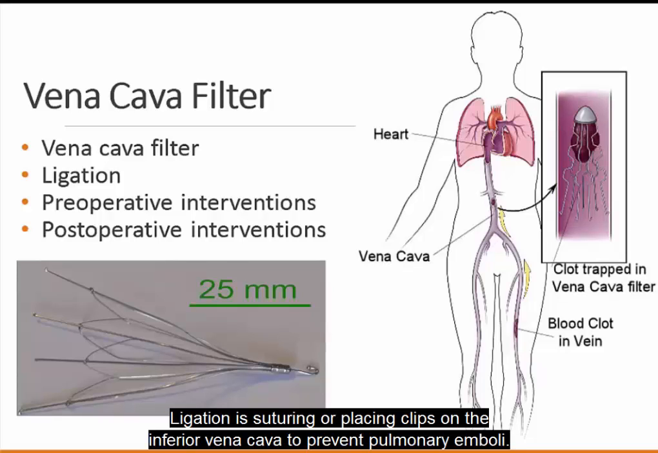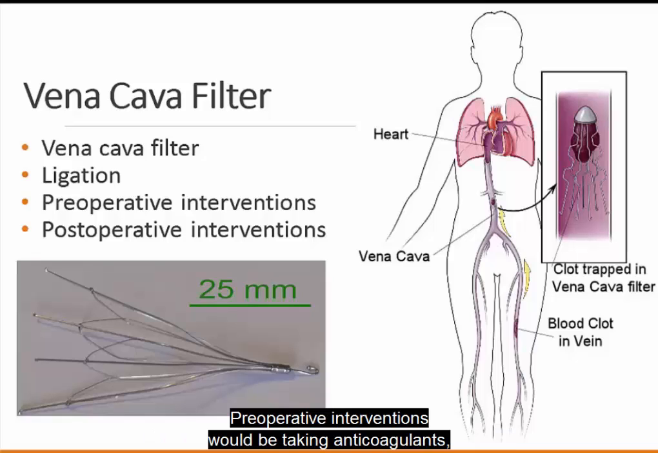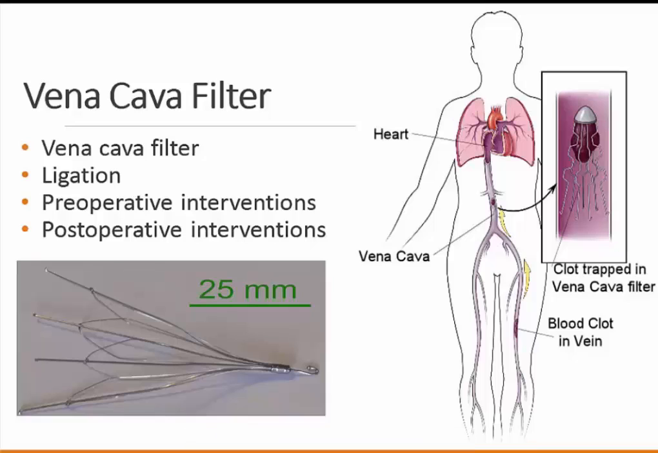Ligation is suturing or placing clips on the inferior vena cava to prevent pulmonary emboli. Preoperative interventions would be when taking anticoagulants. Consult with the healthcare provider regarding discontinuation of medication to prevent hemorrhage.